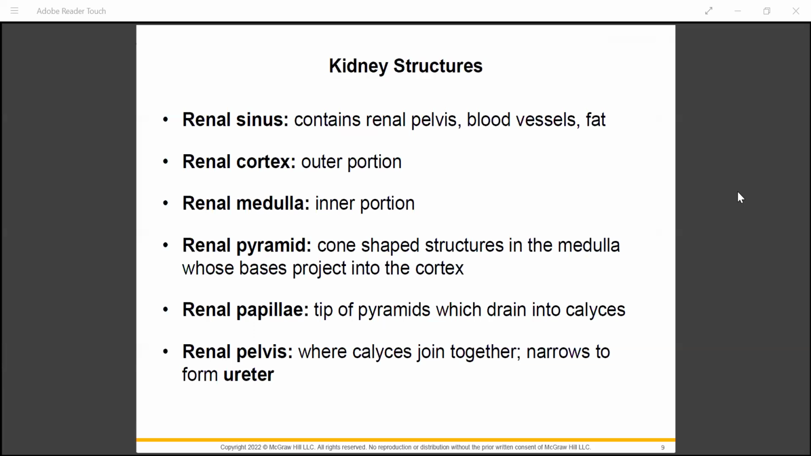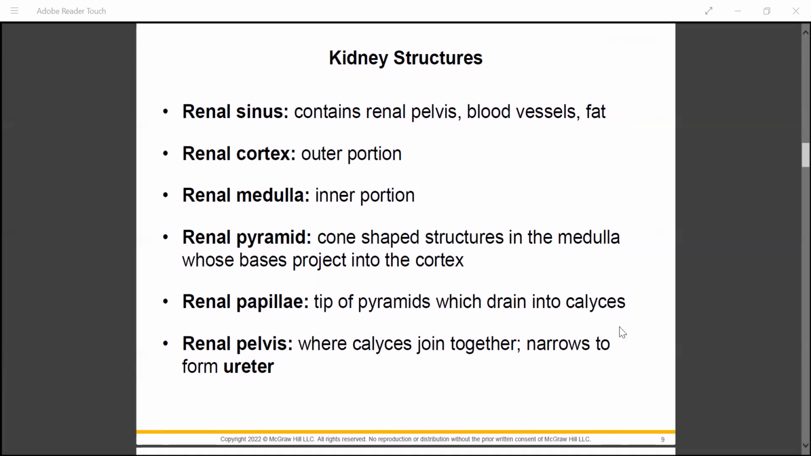Our renal cortex is the outer portion. Our renal medulla is the inner portion. So think middle, medulla, for that inner portion. The renal pyramid is a cone or triangle shaped structure within that medulla. And so that actually starts in the medulla, or inner portion, and it's going to project out into that outer portion, or cortex. We have renal papillae, which are the tips of these renal pyramids, and they help to drain urine into the calyces. And then our renal pelvis is where multiple calyces join together, and eventually that will continue to narrow to form the ureter.